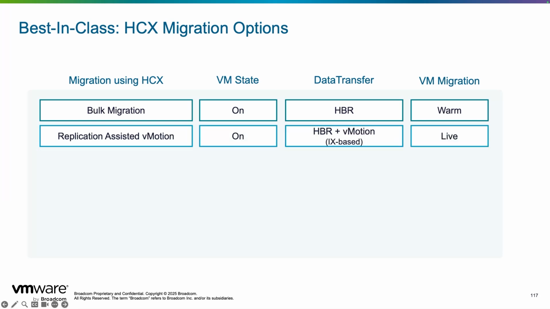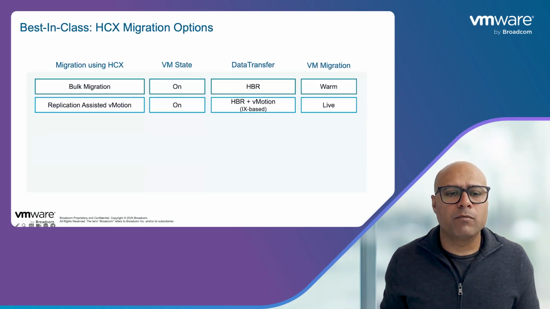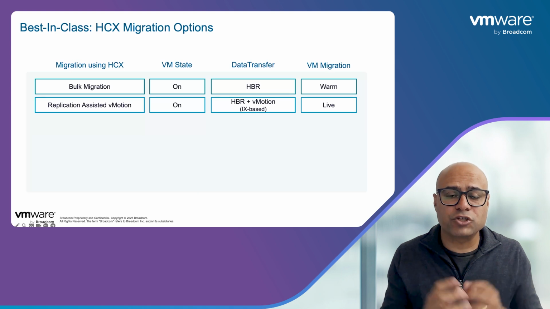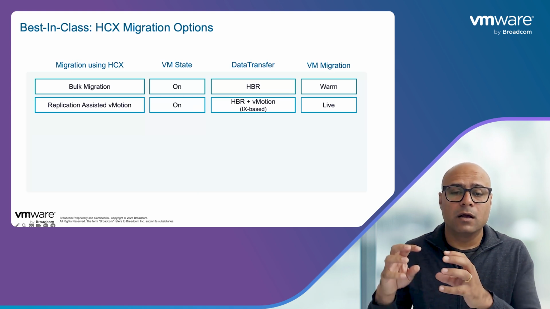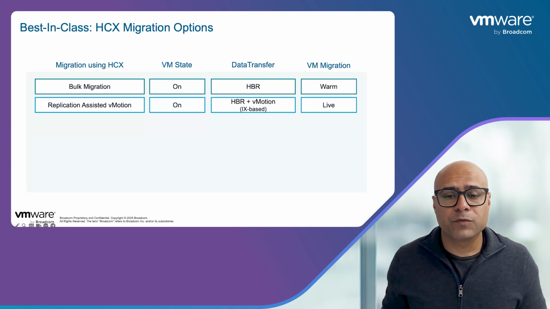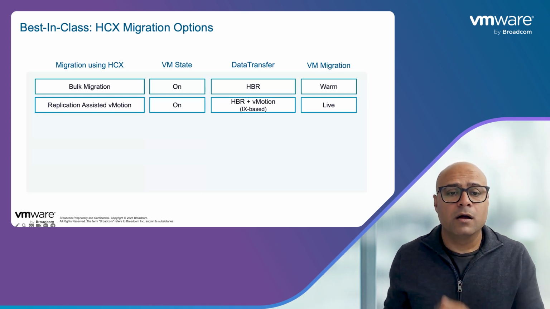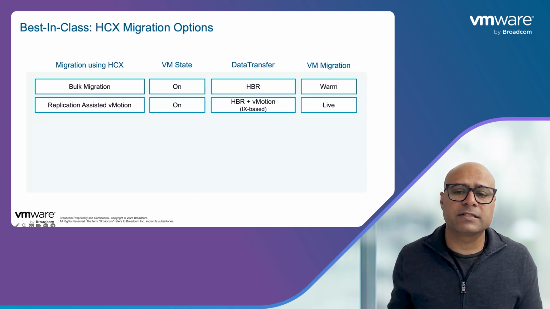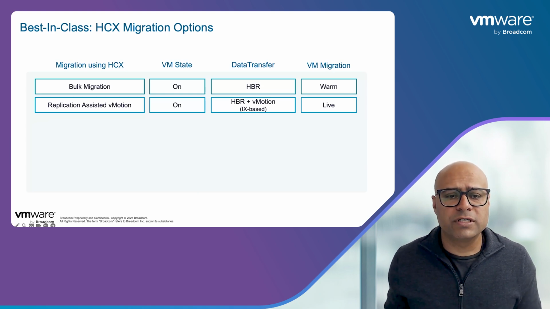We also have another migration type called replication assisted vMotion, in short, RAV. RAV combines the power of bulk migration or vSphere replication capabilities and vMotion. This is a very advanced migration service that allows you to live migrate multiple virtual machines at once. As I said, as of VCF 9.0, you can simultaneously migrate up to 1,000 virtual machines.